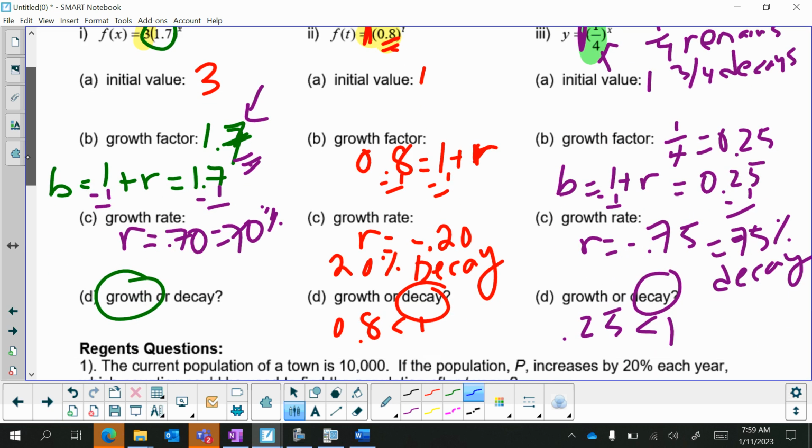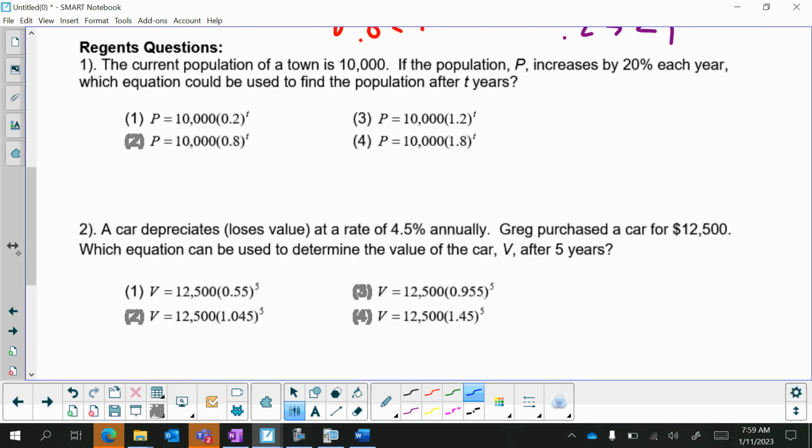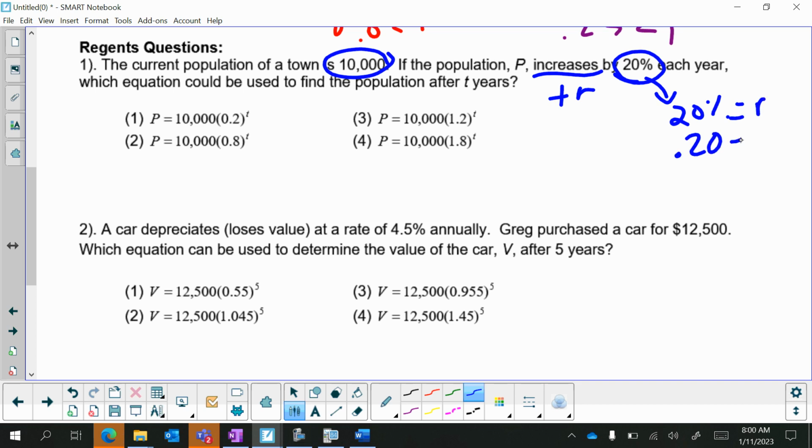All right, let's go back to these practice questions here. So now we have some Regents questions. I thought we would do a few together, and then you guys could work on your own, because I think some of this is pretty straightforward. All right, so the first one says the current population is 10,000. Now the population is increasing by 20% a year. So this is going to be changed to a decimal. So what is 20% as a decimal? I'm hoping you said it's 0.20.